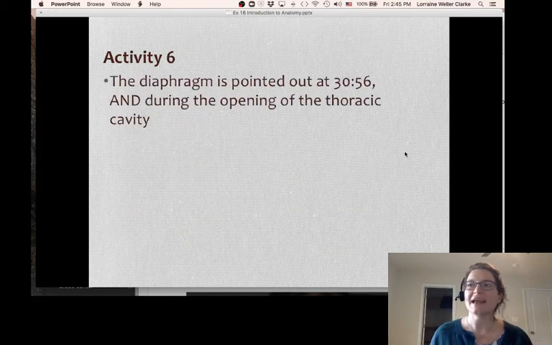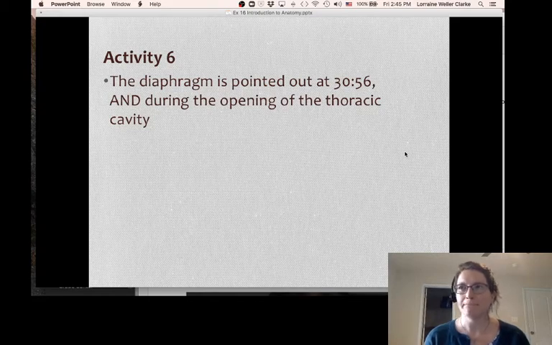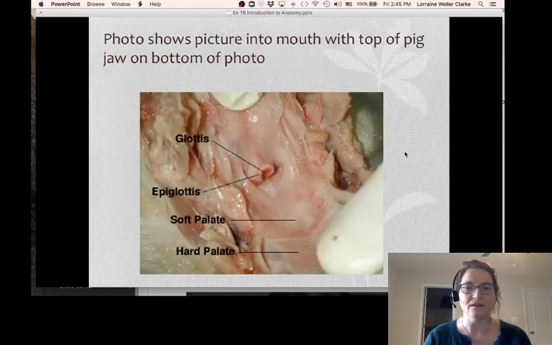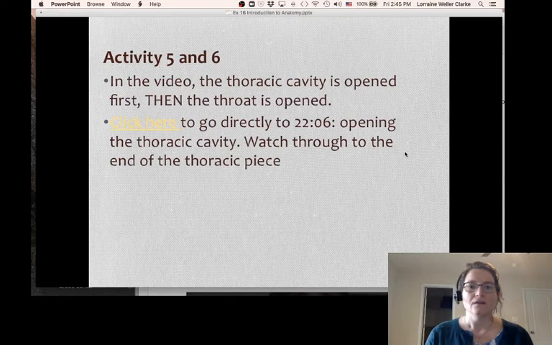So at 30:56, they point out the diaphragm. That's after they have finished the, but I would like you to watch the opening of the thoracic cavity, okay? So as I mentioned, that was before the 2206. They open the thoracic cavity, and they do this by cutting through the diaphragm, okay?